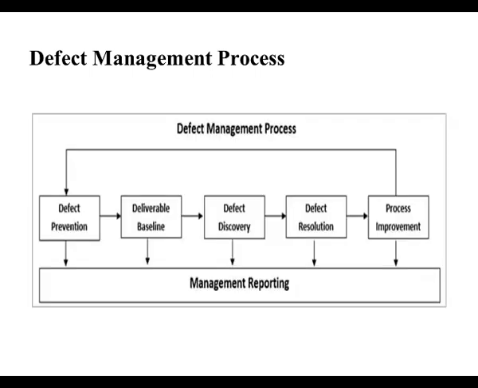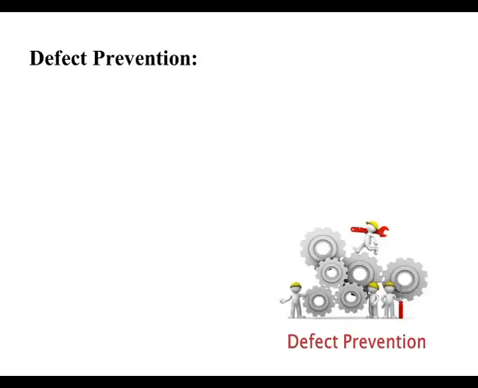This diagram shows the stages of the defect management process. It consists of defect prevention, deliverable baseline, defect discovery, defect resolution, and process improvement stages. Now let us begin with the defect prevention process.